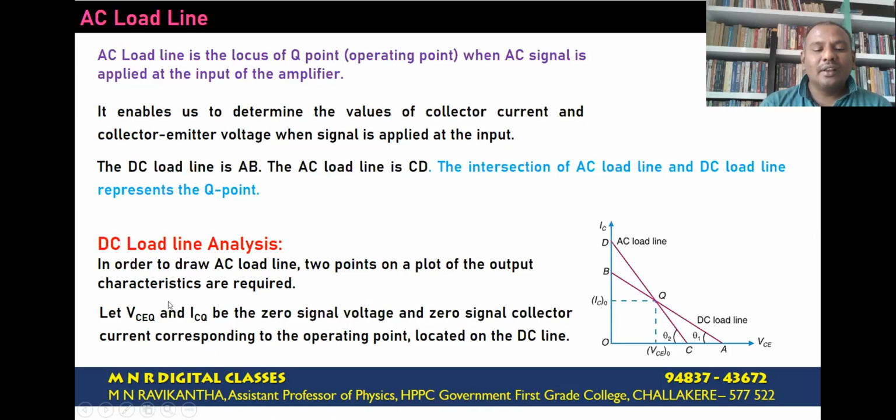Now, for that, let us choose two values: VCEQ and ICQ, the zero signal voltage and zero signal collector current. Let us choose the 2 points first corresponding to the Q point. VCEQ corresponds to the collector emitter voltage at the Q point. ICQ corresponds to the collector current at the operating point located on the DC load line.